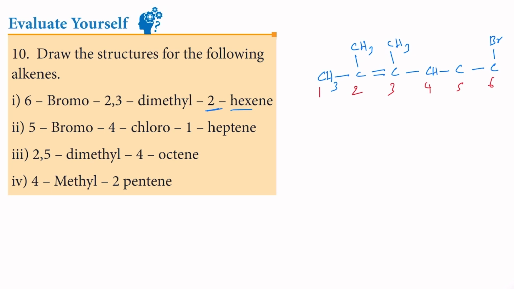At position 4, put 2 hydrogen atoms. Position 5, put 2 hydrogen atoms. And 6 also, put 2 hydrogen atoms. The same structure in bond line notation would look like this.